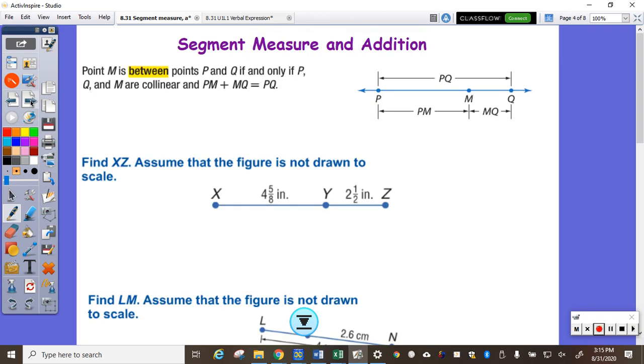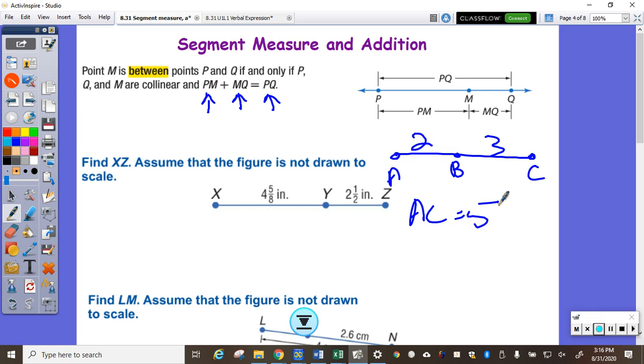All right, so the idea of something being between is that I know that M is between P and Q only if PM plus MQ is equal to PQ. Okay? And it basically means, if you have these 3 points, A, B, and C, how do I know that B is between A and C? Well, if this is 2 and this is 3, then AC is equal to 5. That's all that is.